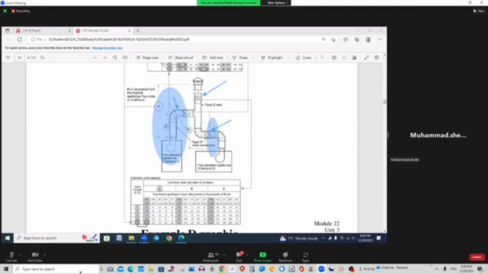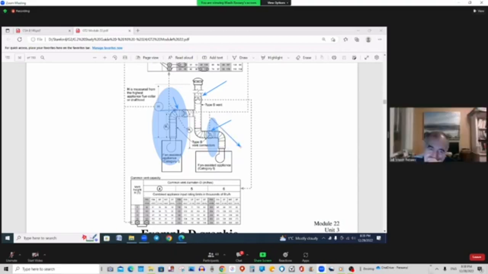Okay. Good. So let's repeat it one more time. When you have two or more appliances, category 1, either fan assisted or natural draft, here 2 fan assisted, B vent, B connector, we go to table C3. Two or more appliances, category 1, B vent, B connector, we go to table C3, okay?